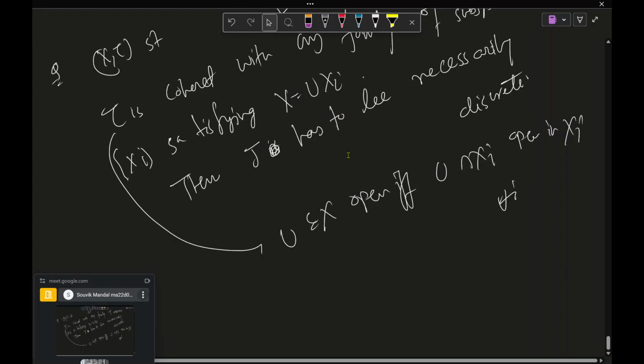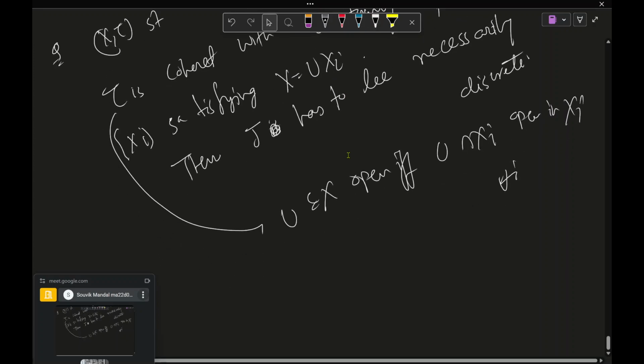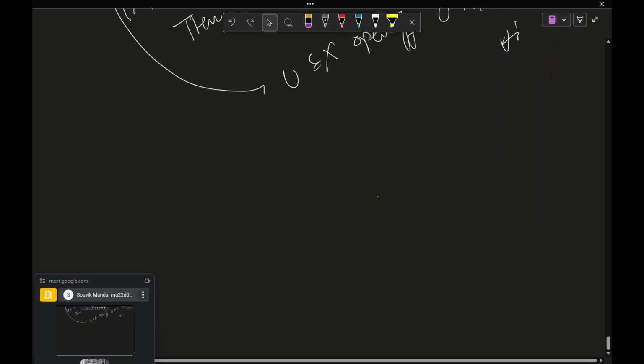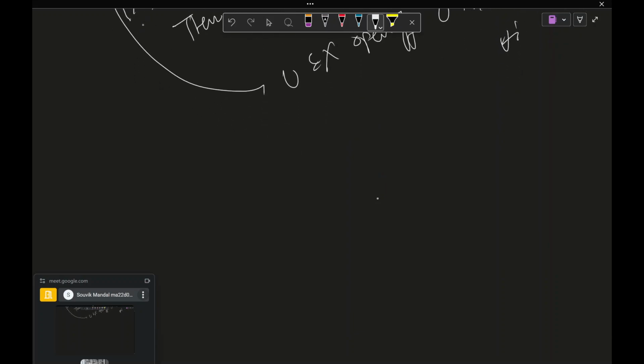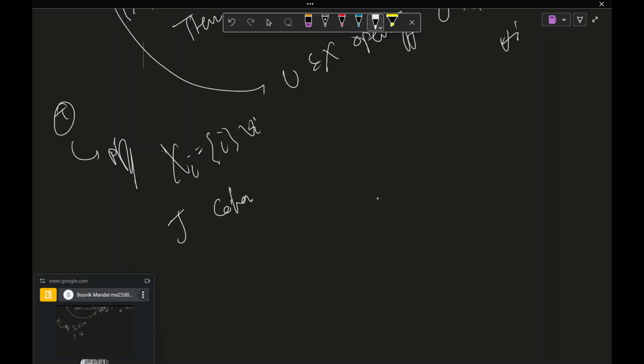So now we need to check this. So the answer will be true. So let's try to prove this. It is given to be true actually. So let's prove it. Since tau is coherent with any family, take Xi to be the singleton {i} for all i. Tau is coherent with the collection Xi, i belongs to X.